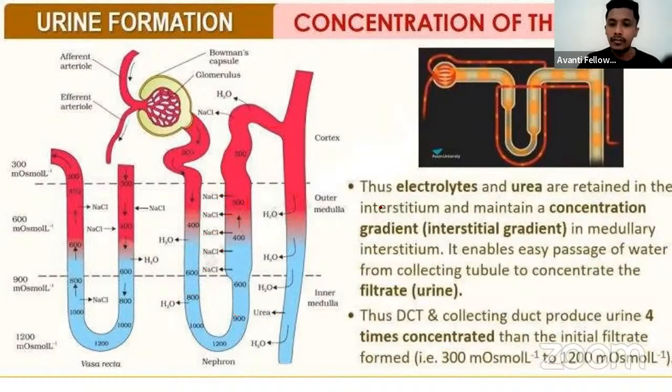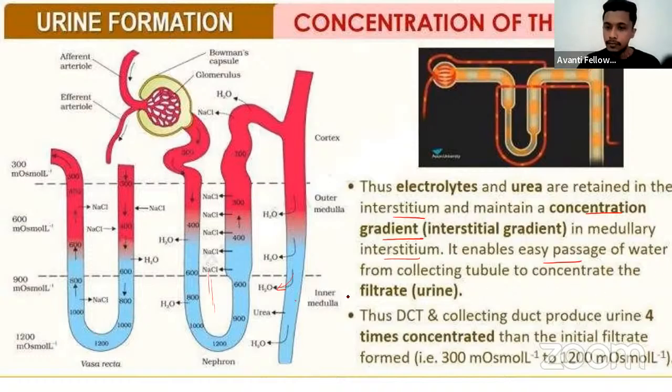Here, now what happens? Because the electrolytes like NaCl and the urea are retained in the interstitium, that will help in maintenance of concentration gradient in the interstitial space. Usually in the medullary interstitium, you can see that the gradient keeps on increasing. So as the concentration gradient increases in the medullary region, what does it facilitate? It facilitates the easy passage of water from the collecting duct.